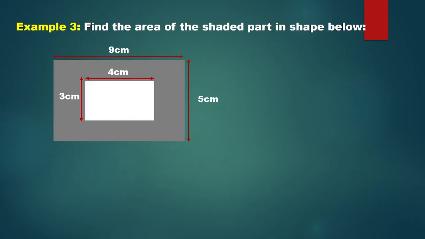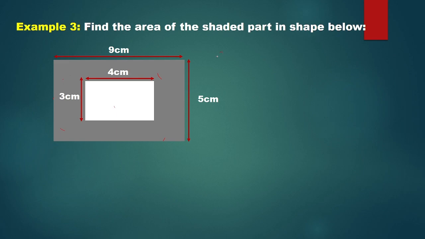Find the area of the shaded part in the shape below. Here, we want to find the area of the shaded part, which is the gray part. You can see that's the shaded part of this shape. To find its area, we first have to find the area of the whole rectangle, which is the big one. Then we find the area of the small part, which is the white part. We subtract the small one from the big one. This is like a hole inside of the big rectangle.